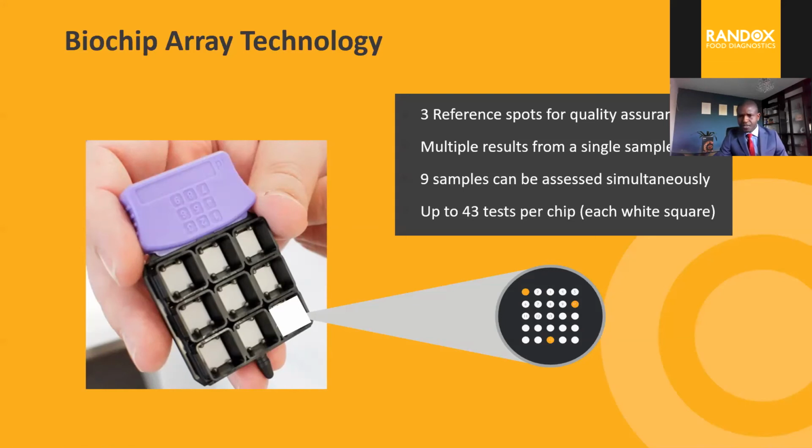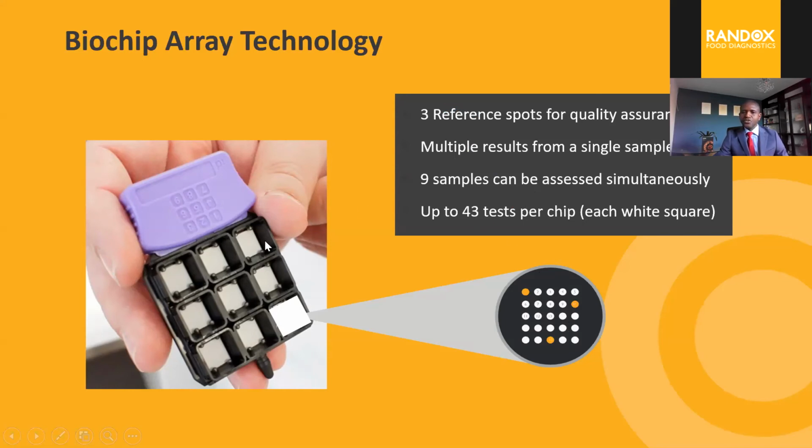So in a test, on a biochip, each biochip actually contains many tests on it. And among those many tests, you have 3 reference spots. These are mainly for quality purposes. It's an internal quality control system. And then you can generate multiple results of all the analytes that you are detecting, and these are actually detected quantitatively.